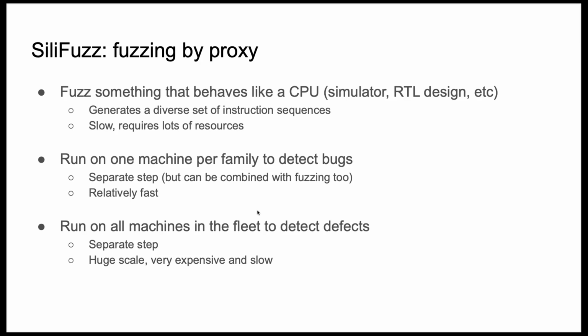Defects are more numerous, but in order to find the defect, you have to run your tests generated by fuzzing on every machine there is. And not just every machine, but every core, because the defects are isolated in single cores.